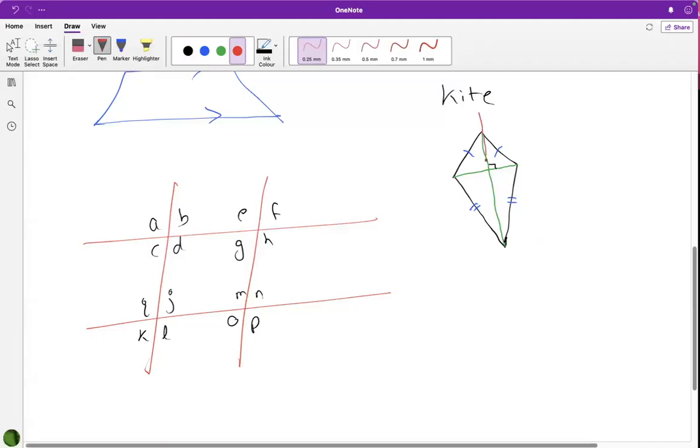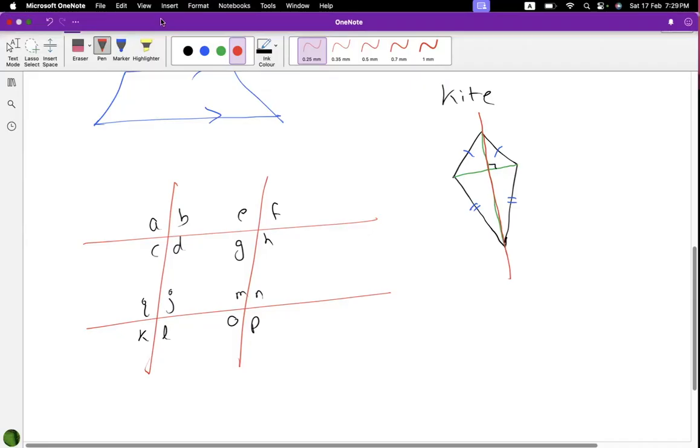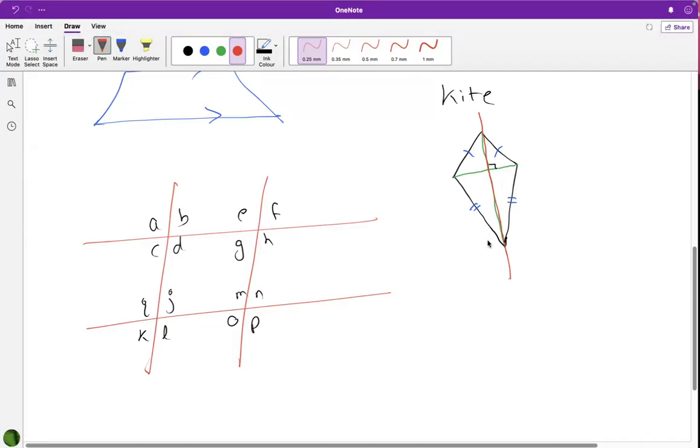This red line is the line of symmetry. So this angle is equal to this. X is equal to X. This Y is equal to Y. The Z is equal to Z. So when we actually know this shape, we can always copy these angles.